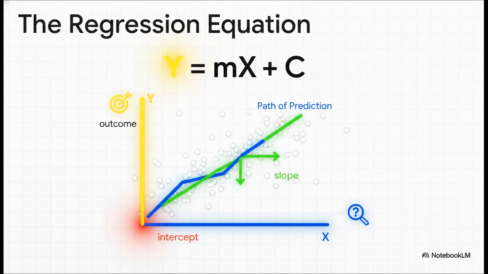Let's break that down real quick. Imagine y is the outcome we want to predict, say our total sales for the month, and x is the factor we control, maybe our advertising budget. c, the intercept, is our starting point. It's our baseline sales if we spent $0 on ads. But the really important part is m, the slope. That number tells us exactly how much our sales, y, are predicted to go up for every single dollar we add to our ad budget, x. It puts a number on the impact.